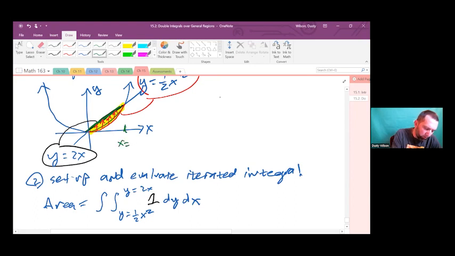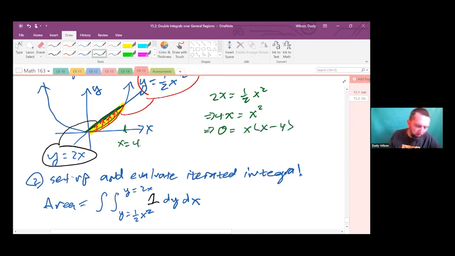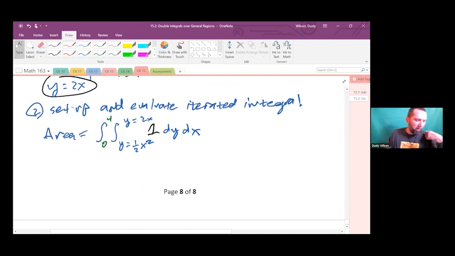So we could solve 2x equals 1/2 x squared. That would be 4x equals x squared. Or let's see, 0 equals x times x minus 4. So it looks like that's an x equals 4. So I'm going 0 to 4. So I have my area double integral set up. Now we can just evaluate it.